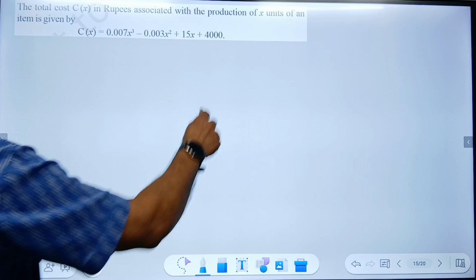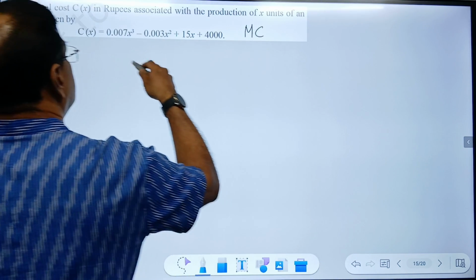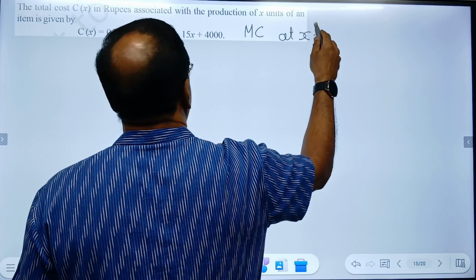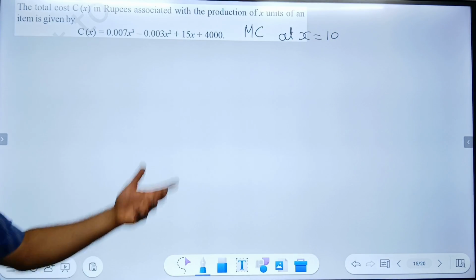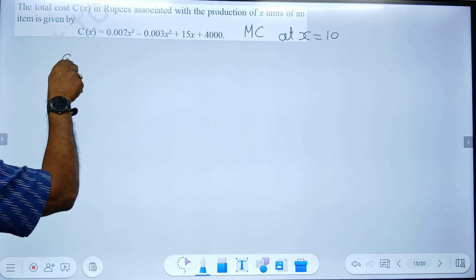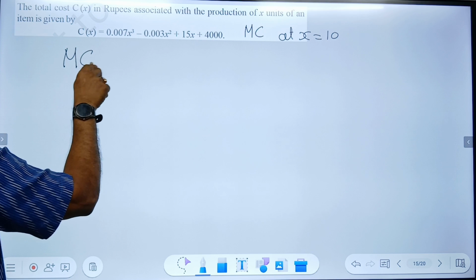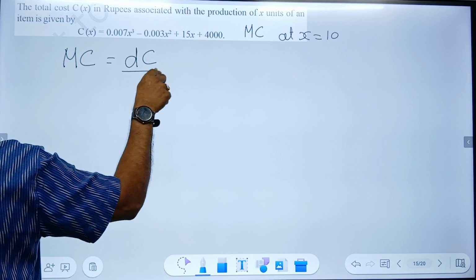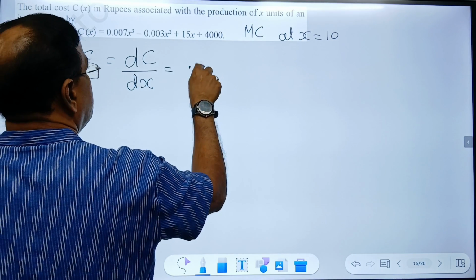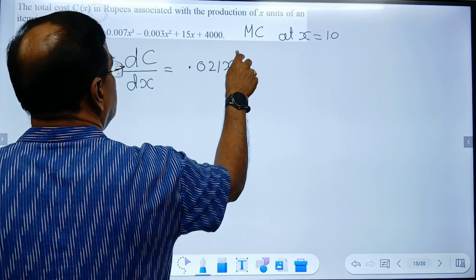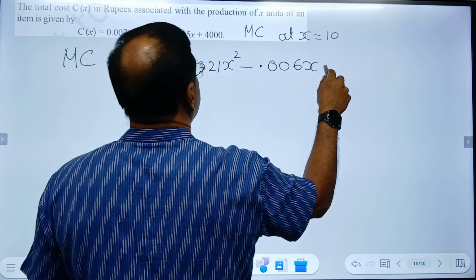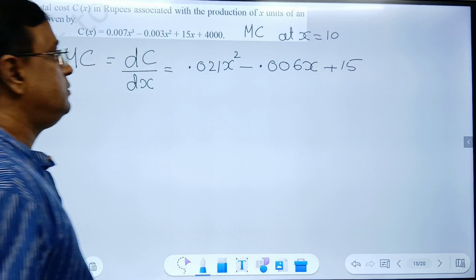Now here it is asking me to find the marginal cost. I think the question is incomplete. Find the marginal cost. I'll just assume x is equal to 10. I'm not going to do the calculation. So the cost is given. What is marginal cost? Marginal cost is nothing but the change in cost with respect to the units produced. So if you differentiate this, I get 0.021 x square minus 0.006 x plus 15. This is the marginal cost.